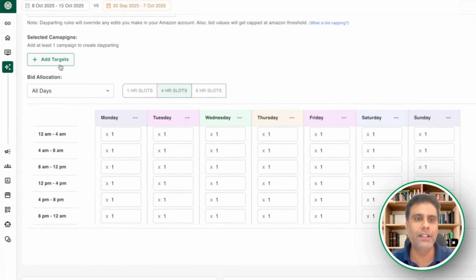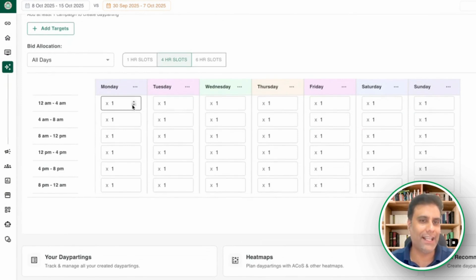You don't need to apply a day parting strategy to your full campaign. But if you want, you can. Now, here, based on the calculator, you can apply your strategy and say, I want to reduce my bids by, let's say, 30% in early hours of the day and increase my bids by 50% later in the day.